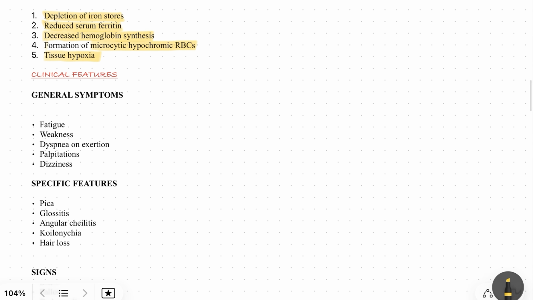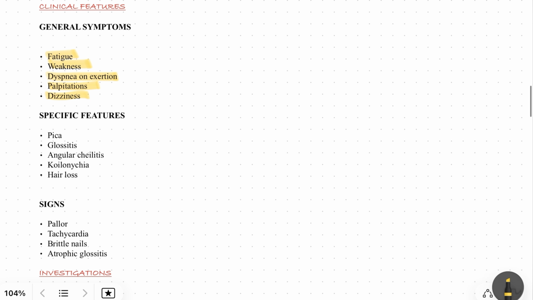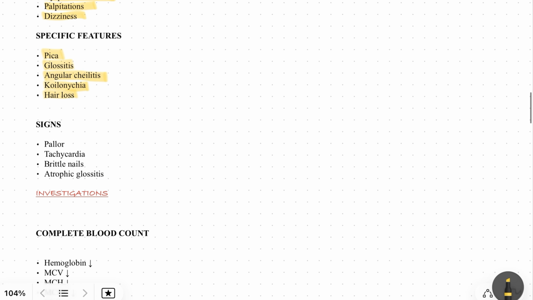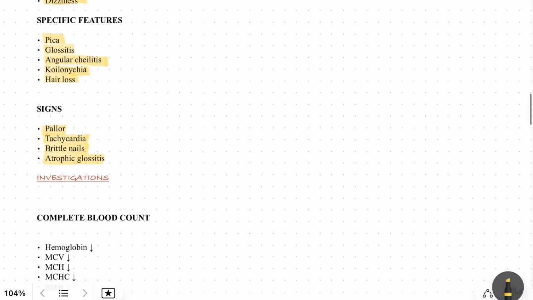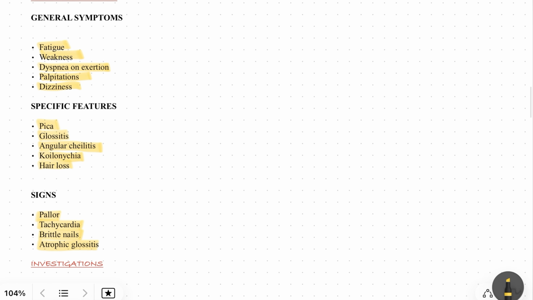Then general symptoms: fatigue, weakness, dyspnea on exertion, palpitations, and dizziness. And when it comes to iron deficiency anemia, specific features are pica, glossitis, angular cheilitis, koilonychia, hair loss. Then we see pallor, tachycardia, brittle nails, atrophic glossitis. Try to keep them in symptoms and signs separately so that you won't get confused or merge them.